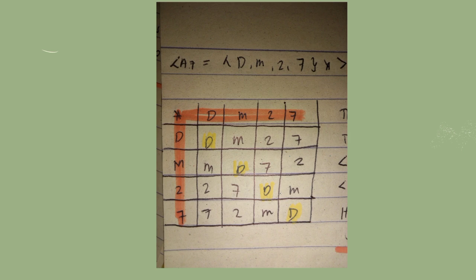Next, we have A sub 7. The elements are symmetric from its diagonal, so this is abelian. Let's check the generator. D is D, 2 is D2, M is DM, and 7 is D7. As you can see, it has no generator. Therefore, this subgroup is not a cyclic subgroup.